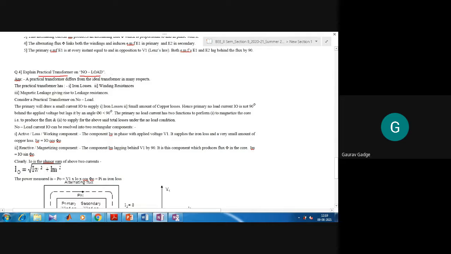Basically here there are two cases which we are going to discuss. Case number 1, on no load. Okay, anyone wants to share something? Okay, so there are two cases which we are going to discuss: no load and on load. So guys, we are going to discuss these two cases for transformer.